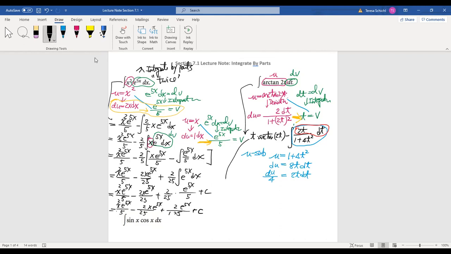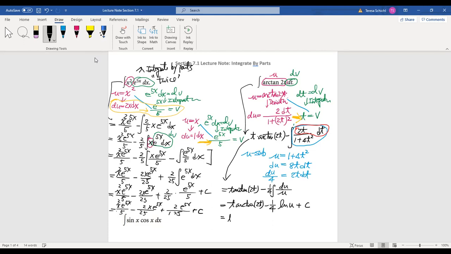Let's continue here. The first term is nothing changed: t arctan 2t, and then minus. Take a look: 2t dt is du over 4, so put 1/4 here. Then 1 plus 4t squared is u, so this is 1 over u. Oh wow, that's pretty good. So this is t arctan 2t minus 1/4 times the integral of 1 over u. We learned it's natural log of u plus c.